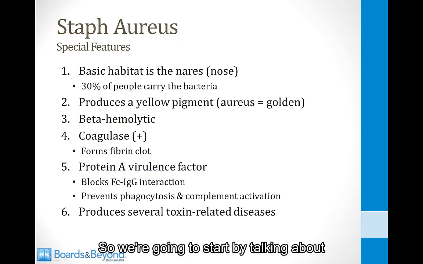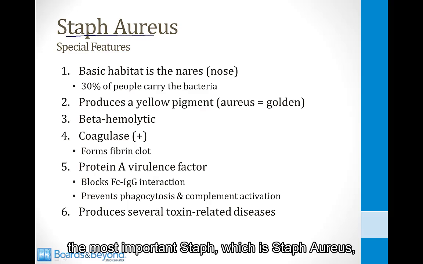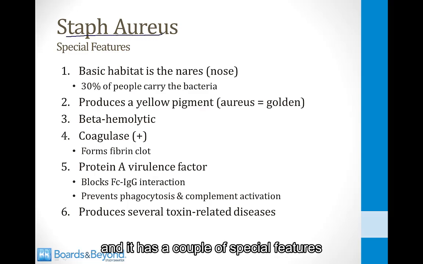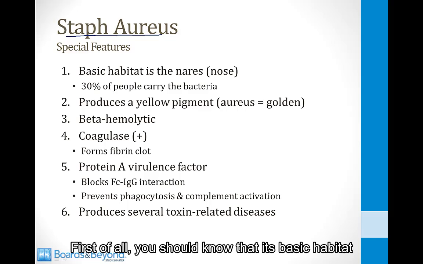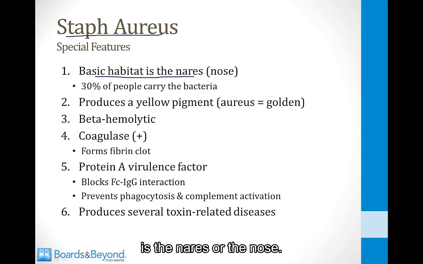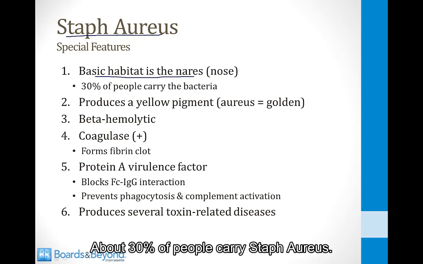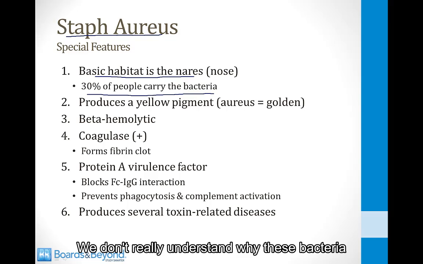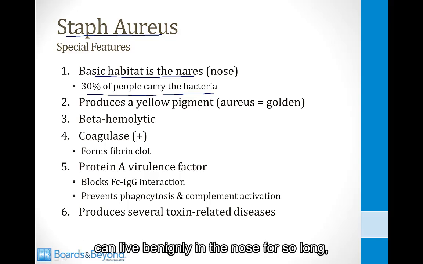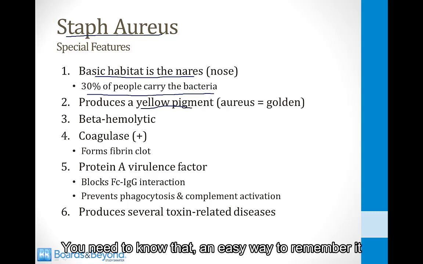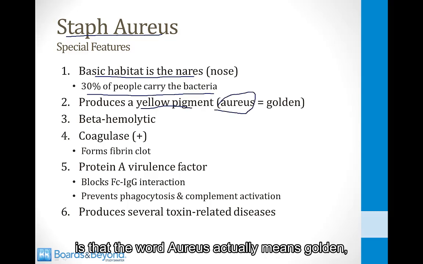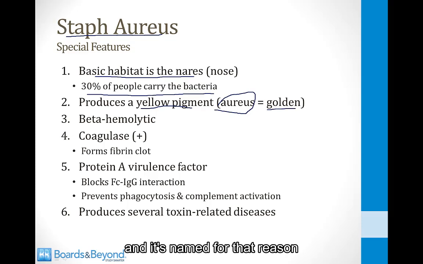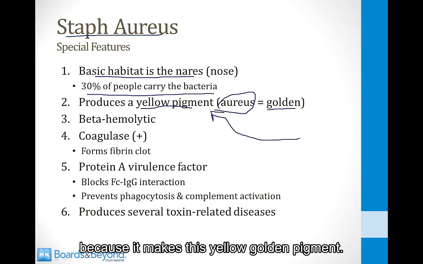So we're going to start by talking about the most important staph, which is Staph aureus, and it has a couple of special features you need to be aware of. First of all, you should know that its basic habitat is the nares, or the nose. About 30% of people carry Staph aureus. We don't really understand why these bacteria can live benignly in the nose for so long and then sometimes cause infections. Staph aureus produces a yellow pigment, and you need to know that. And the easy way to remember it is that the word aureus actually means golden, and it's named for that reason because it makes this yellow golden pigment.